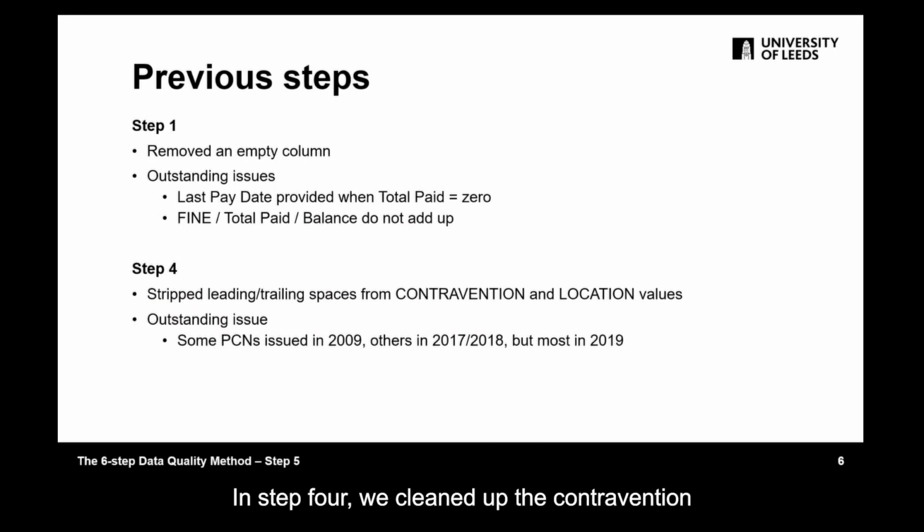In step 4, we cleaned up the contravention and location values by stripping leading and trailing spaces, but there's still an outstanding issue where we noticed that some PCNs were issued in 2009, a small number in 2017, 2018, and most in the time period of the dataset itself, which is January to March 2019.